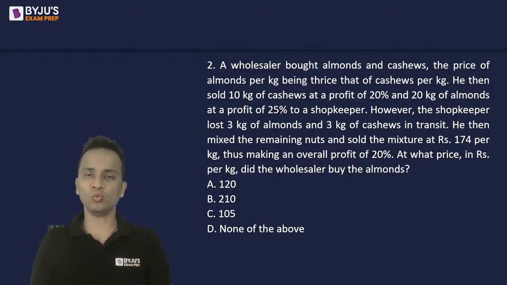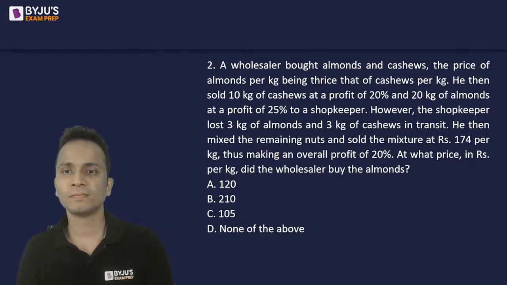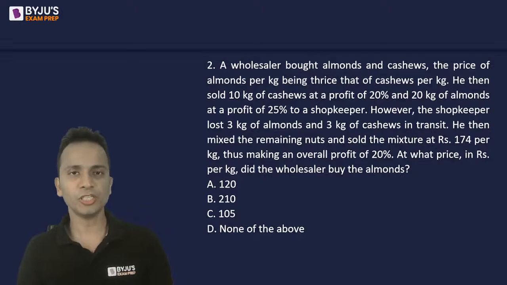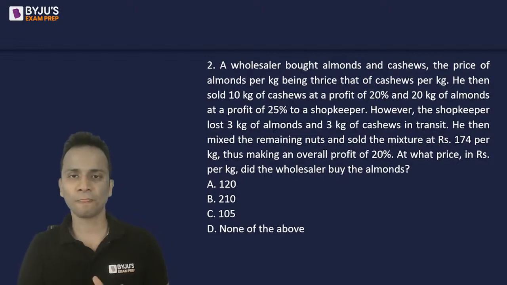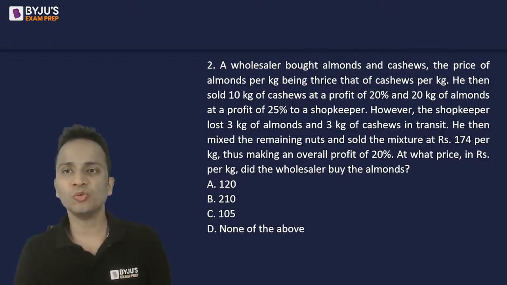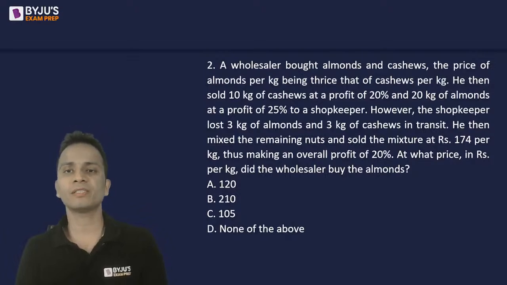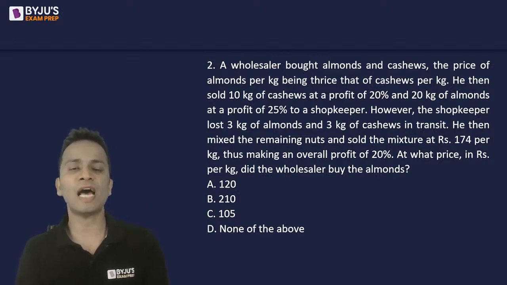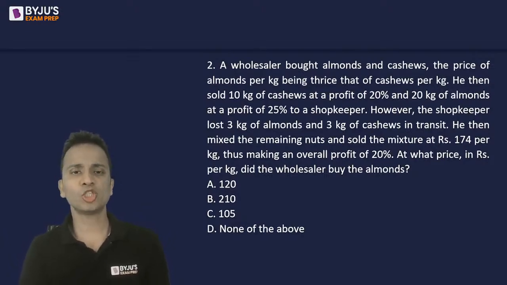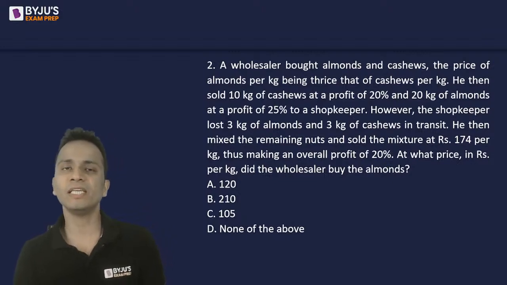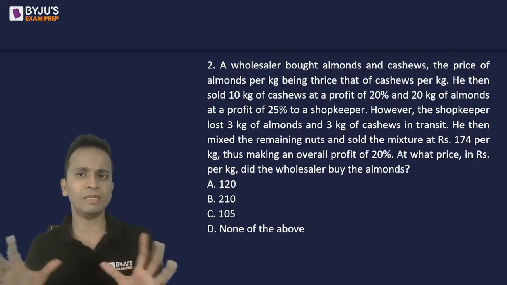Let's look at question number 2. Now, question number 2 on your screen. Slightly lengthy question, but you'll have to be a little careful and read each and every part carefully. A wholesaler bought almonds and cashews, the price of almonds per kg being thrice the price of cashews per kg. He then sold 10 kgs of cashews at a profit of 20% and 20 kgs of almonds at a profit of 25% to a shopkeeper. However, the shopkeeper lost 3 kg almonds and 3 kg cashews in transit. उसका complete loss है ये.